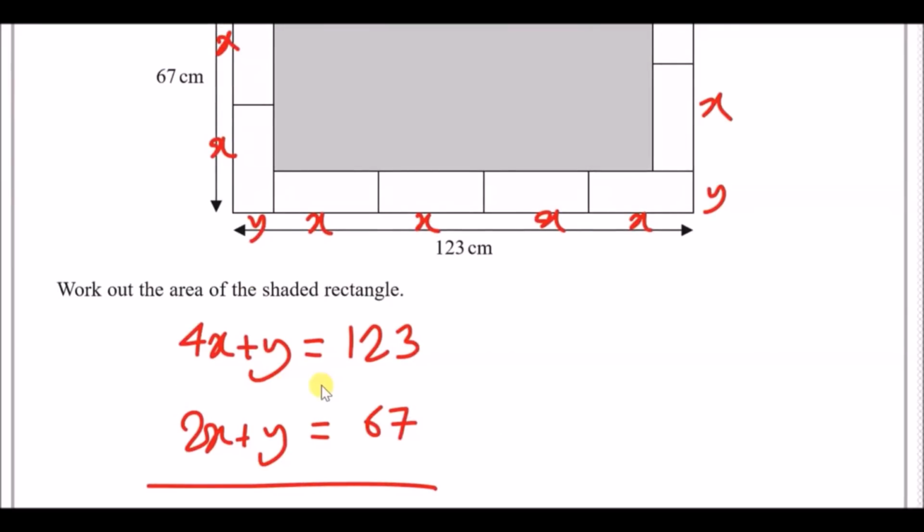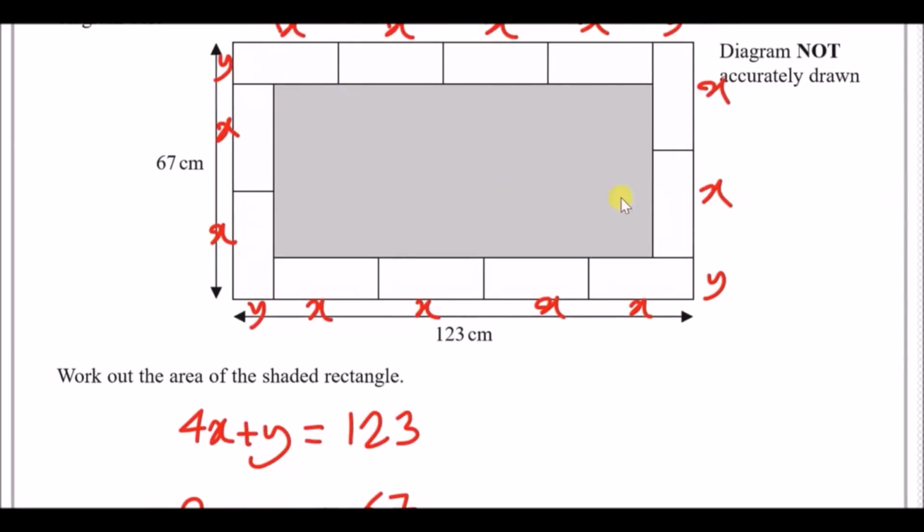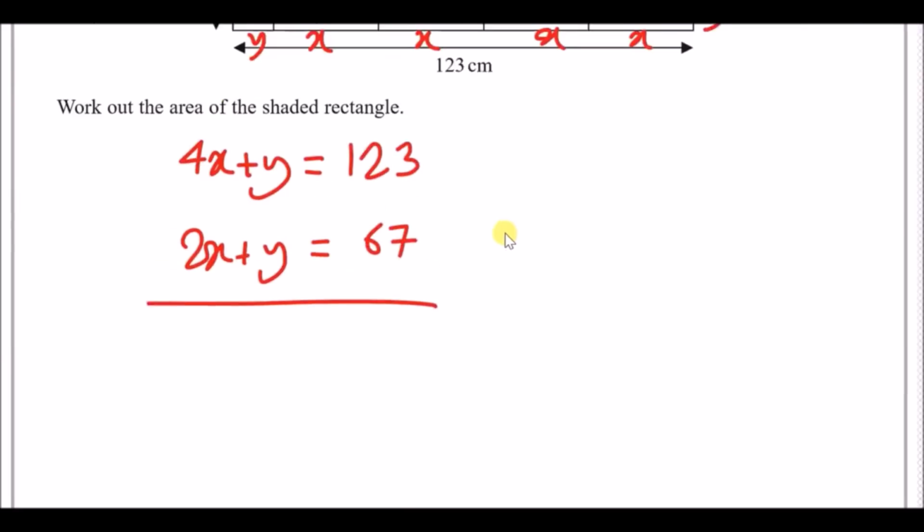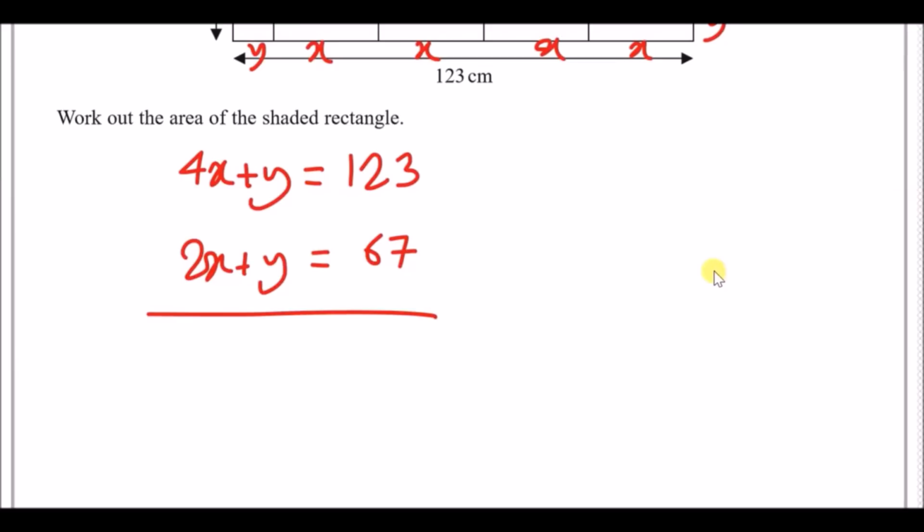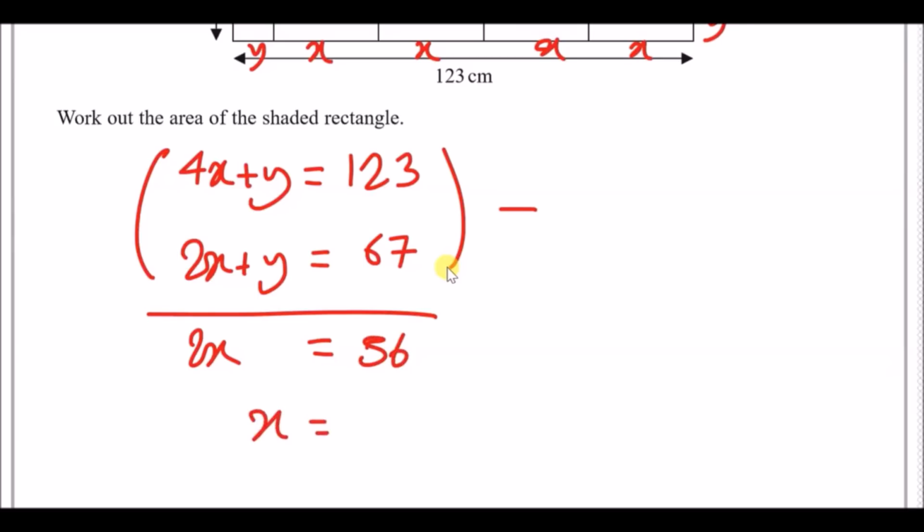If we can work out what this is, then we can figure out what the shaded area is. We'll get to that in a second actually. So the easy way to do this, you can look at both equations. Thankfully, we have y's which look the same. We could just subtract this entire equation. So you're going to have 4x take away 2x, which is 2x. Y take away y, which is nothing. And you've got 123 minus 67. In your calculator, you get 56. And then to get x, you halve this. So half of 56 will be 28.